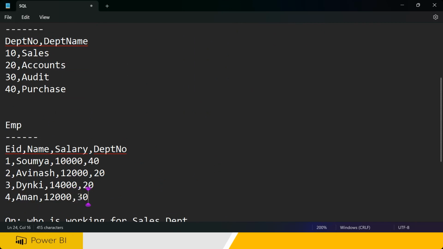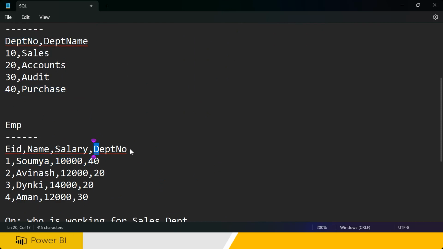Now, how many people are there in the sales department? Sales department is there, but recruitment is not yet done. So nobody is working in the sales department as of now. In accounts department, who's working? Avinash and these two people are working, and 30, Aman is working for the auditing department, and then number 40, Soumya is working for the purchase department, like that.